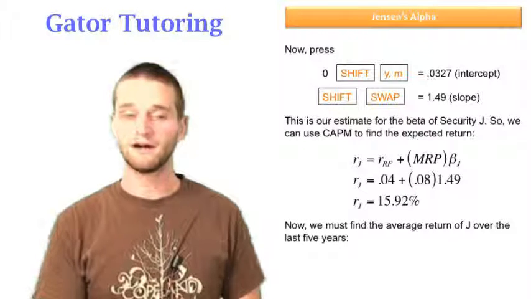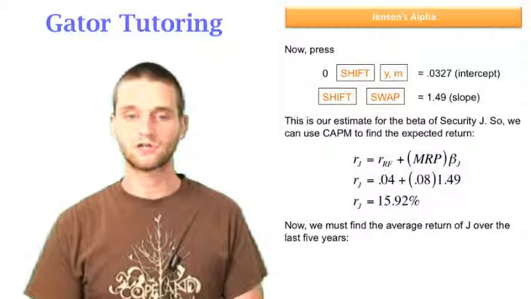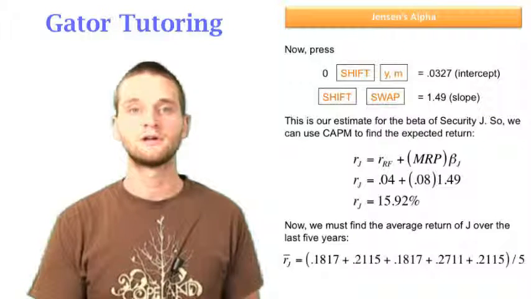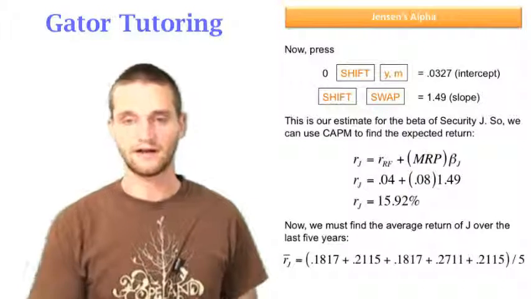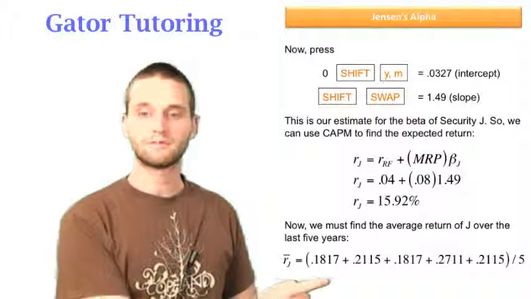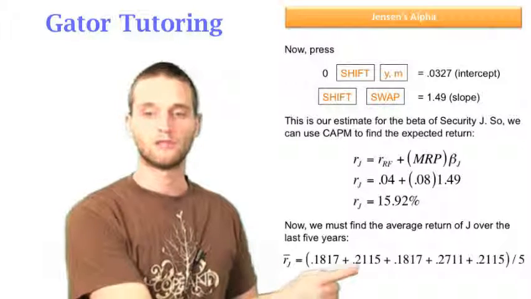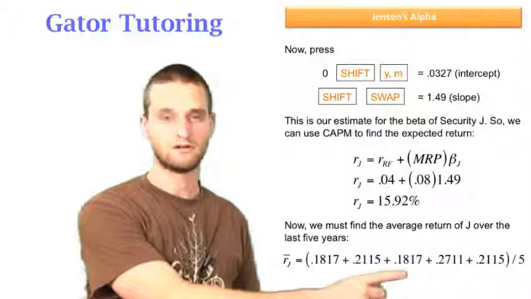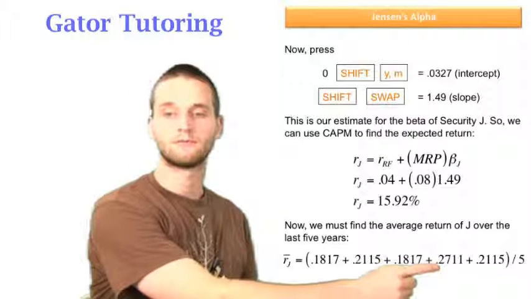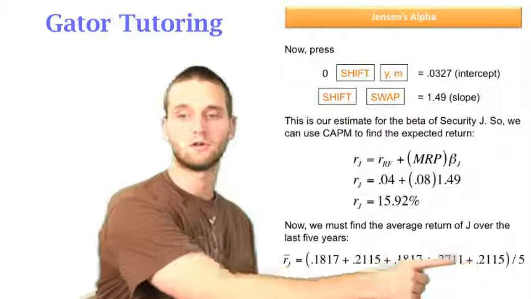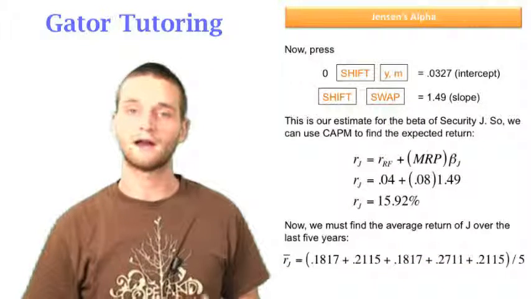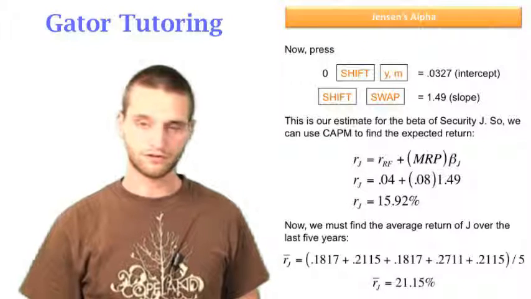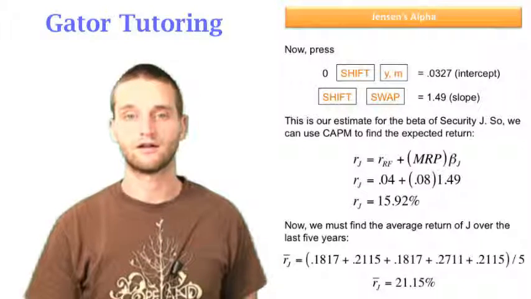Now we have to compare this with the average return of J over the last 5 years. For the average, we just add up the returns each year and divide by 5. So this 18.17%, we got that in year 1. We got the 21.15% in year 2, 18.17% in year 3, 27.11% in year 4, and 21.15% in year 5. We add all those up, divide by 5, and we see that J's average rate of return was 21.15%.